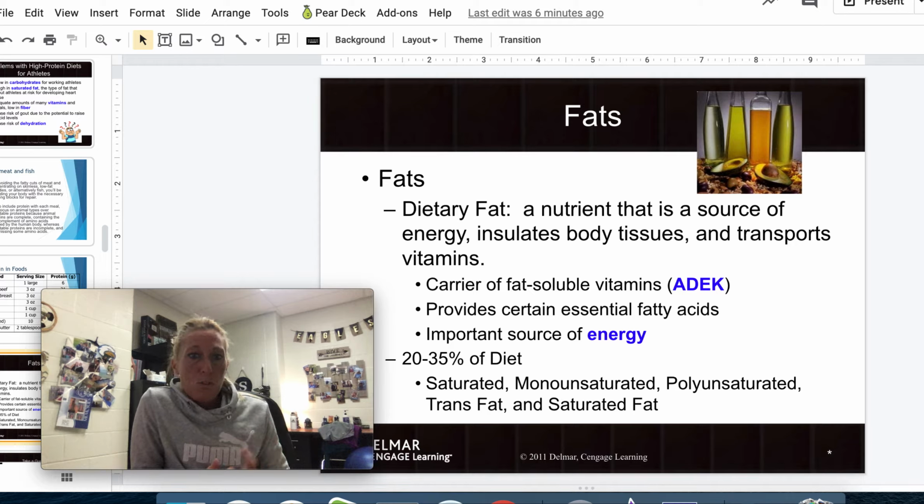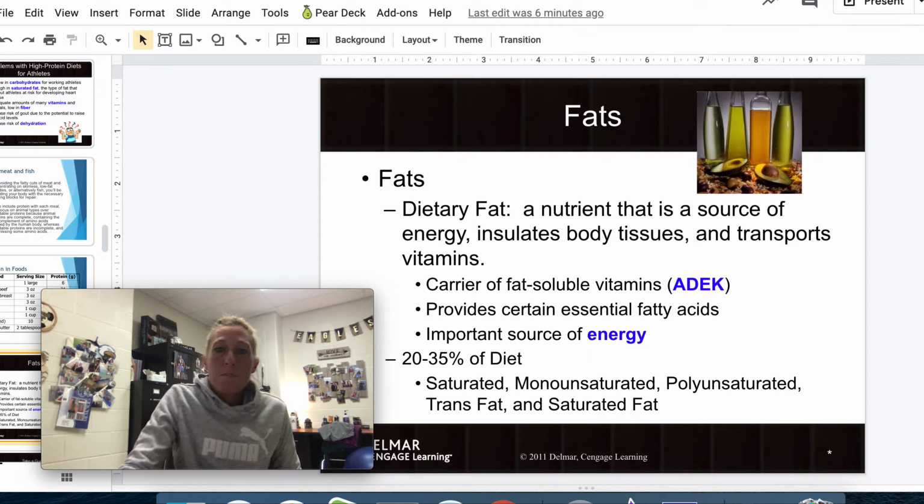All other vitamins are water-soluble, so you have to consume them every day. Vitamins A, D, E, and K, if you consume more one day, we can store them in our fat cells for use when we need them. We cannot do that, for example, with vitamin C. Provides certain essential fatty acids, important source of energy. For an athlete, 20 to 35% of your diet should come from fats.